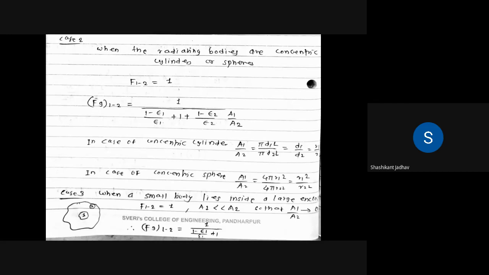When the radiating bodies are concentric cylinders or spheres, okay, so as we know, if there are concentric cylinders, then what is the shape factor? F12 is equal to 1.